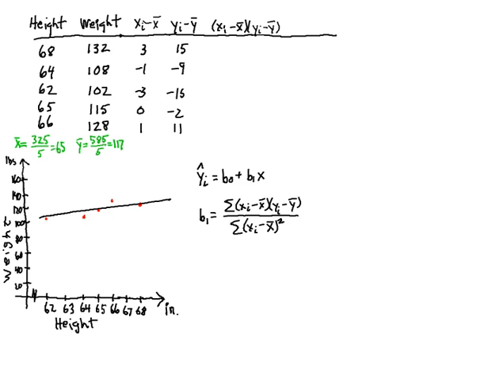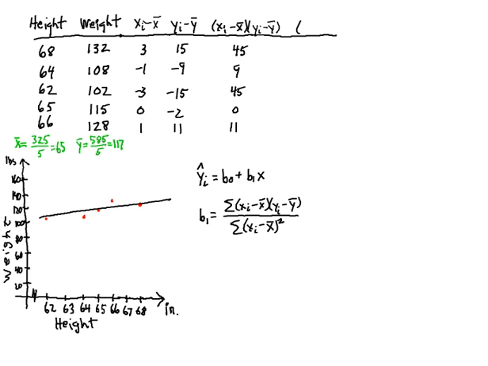Now I want to multiply these values. By the way, again, these columns are all the values I need for my B1 formula of the slope. So this is part of the numerator that I'll have to add together, and I've got to get these products. So I'll take 3 times 15 to get 45. Negative 1 times negative 9 to get 9. Negative 3 times negative 15 to get 45. And then 0 and 11.